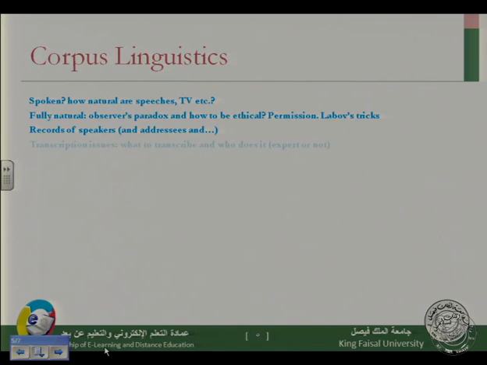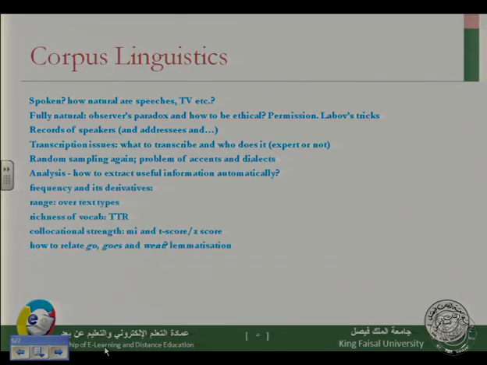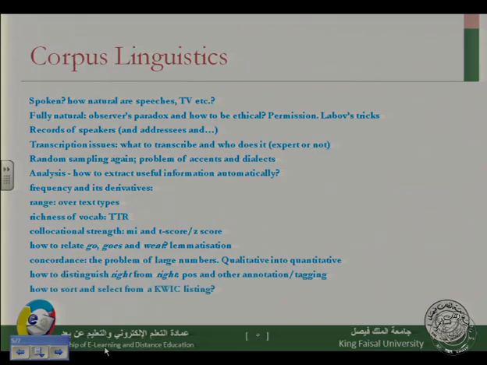Again, is it spoken and how natural our speech is? This is something we talked about last time. So very important. We talked about this last time, but this is very important and related to the questions that we asked before. You need to be reminded of all of these issues and the criteria once you want to establish your own corpus.